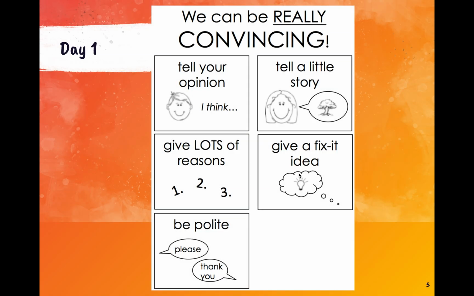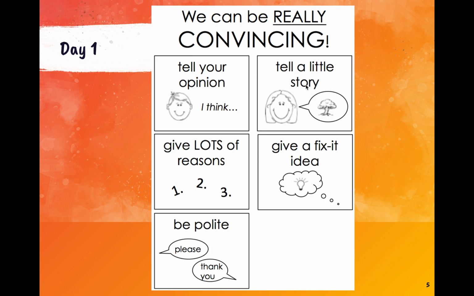So here is a poster of all of the awesome strategies that you guys can do to make sure you guys are really convincing. Remember, we can be really convincing, and these are awesome strategies and ideas that you guys can do to incorporate into your own writing. So one of them is tell your opinion, saying I think. So telling people your opinion means telling people what you think and what is important to you. The second one is tell a little story.